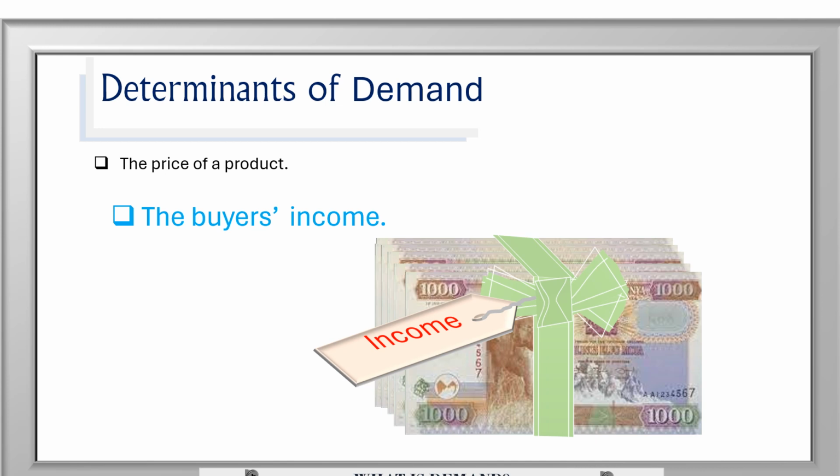But specifically, if a good is a normal good, increases in income will result in an increase in demand, and decreases in income will result in a decrease in demand. Whereas, if a good is an inferior good, increases in income will result in a decrease in demand, while a decrease in income will result in an increase in its demand.